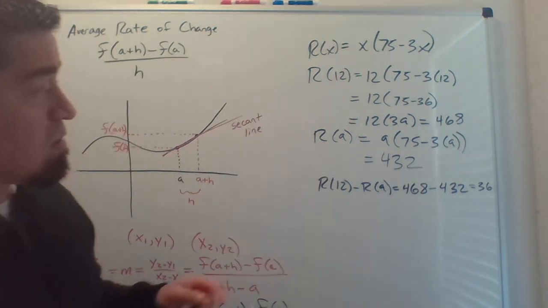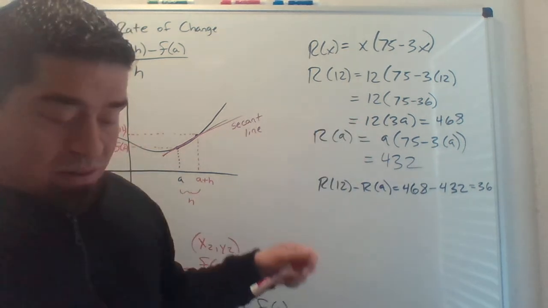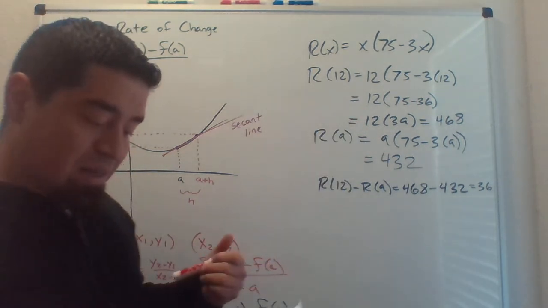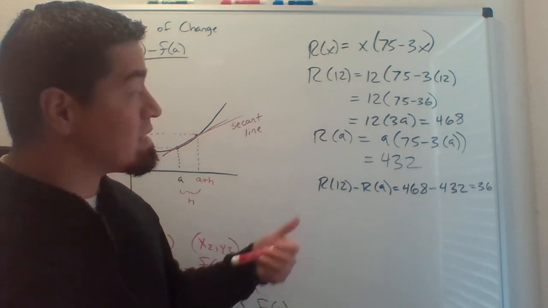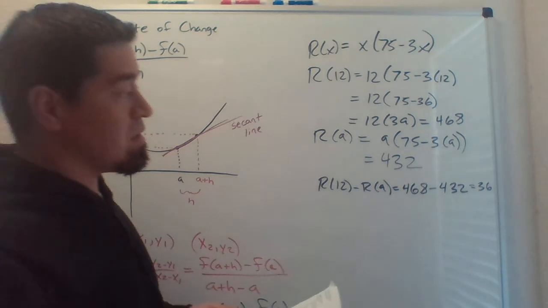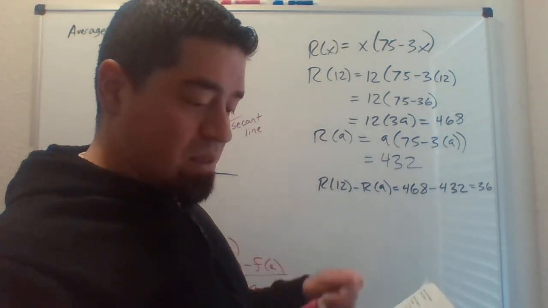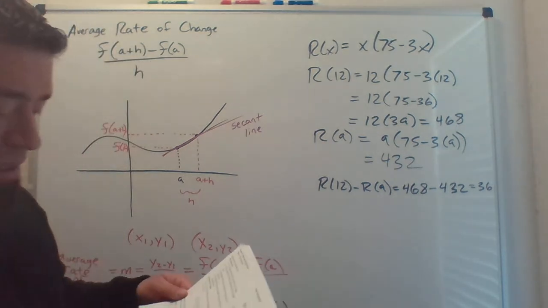So the revenue went from 9 to 12. It increased by 36. So it might be a good idea for that company to produce at least up to 12 widgets, and that would be a good move as far as making more revenue. Okay, so let's look at the next question.